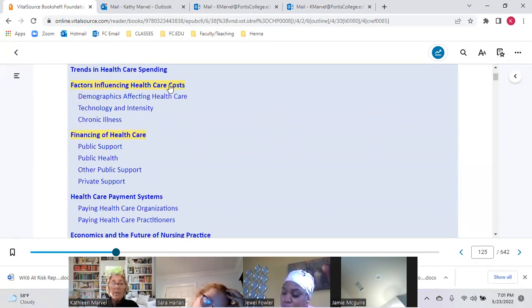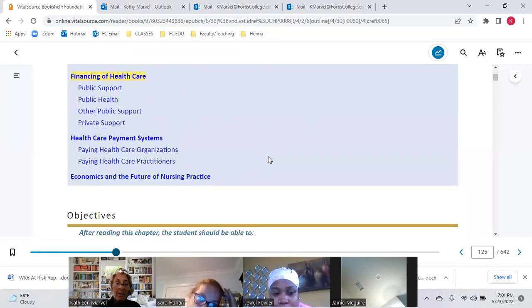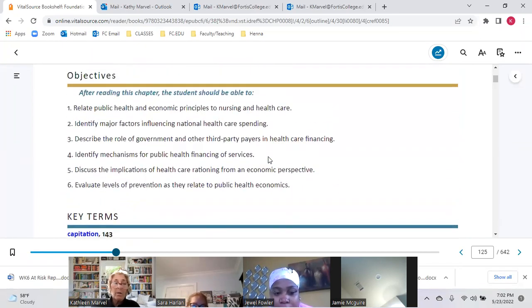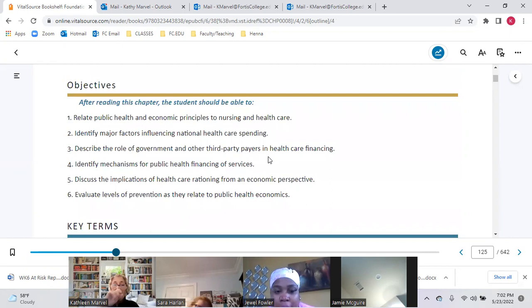What are some factors that influence healthcare costs? Well, demographics, technology, chronic illnesses. And then how do we finance healthcare? What's considered public support, public health, other public support, private systems? A lot to think about as far as the economics of healthcare. And again, have a look at your objectives. You should be able to answer these after we cover this.